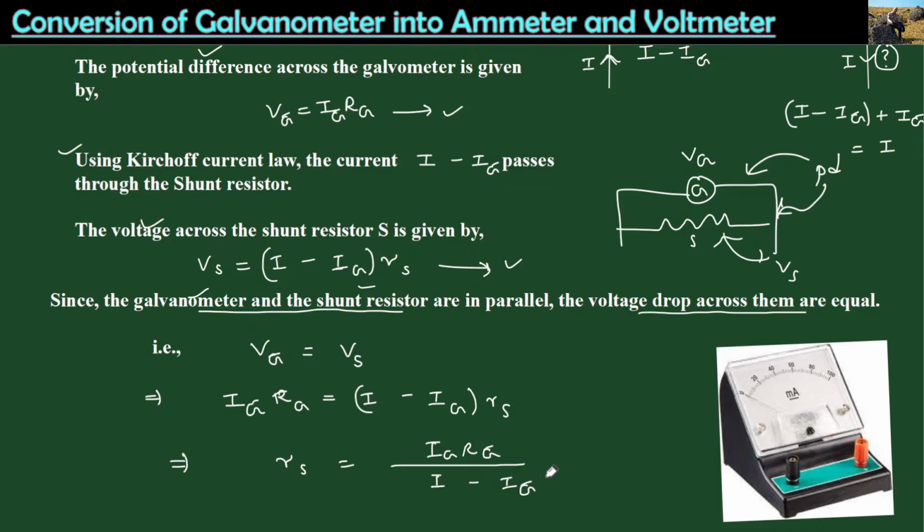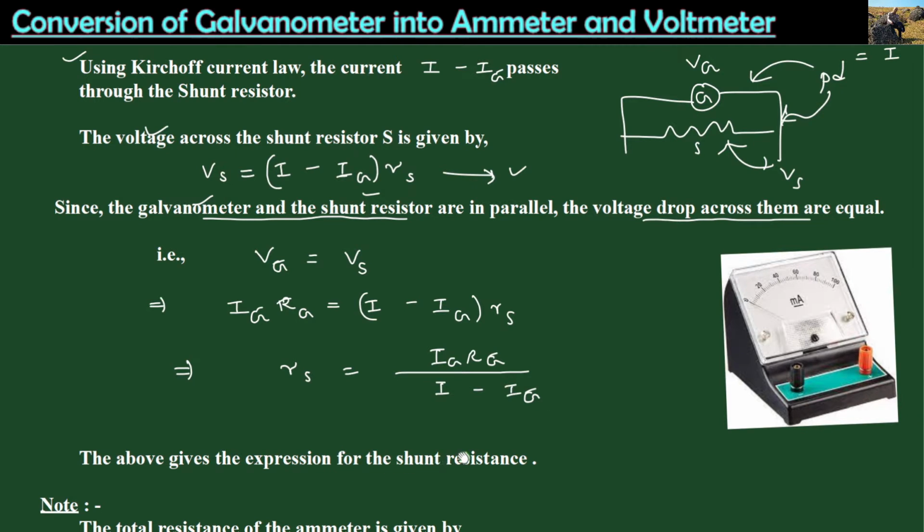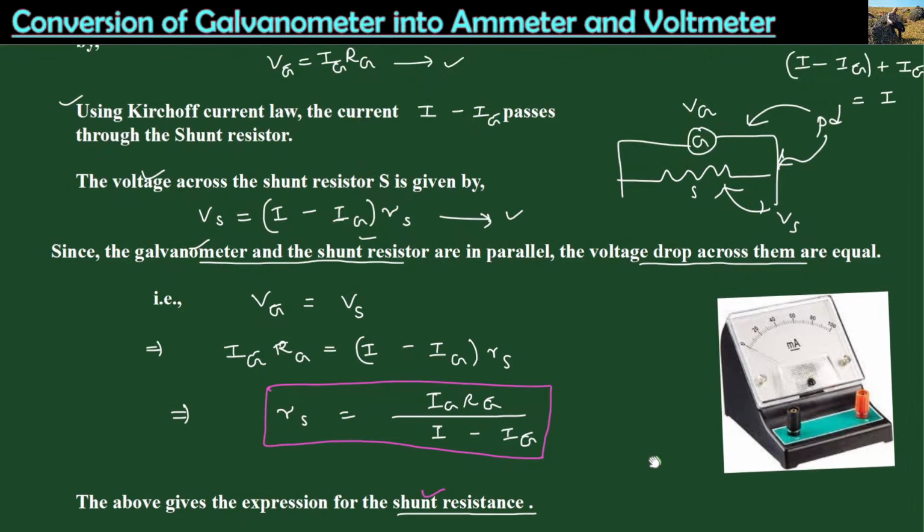This is the expression for finding the resistance of the shunt resistor. This will give you the formula for finding the shunt resistance, and after you solve, it should be recorded in ohms. Then from here, total resistance.